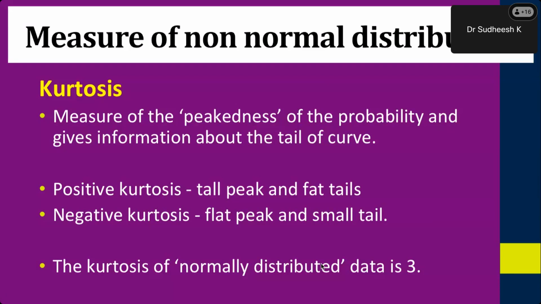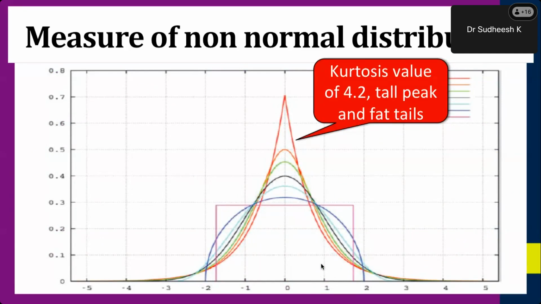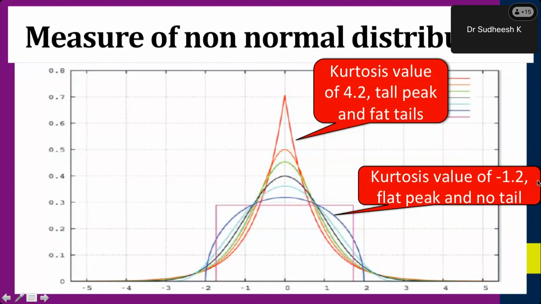For the kurtosis of normally distributed data, by convention, the value of 3 is considered normal. See here, the kurtosis value is 4.2. Normally the value is 3. Now it is more than 3. That means it has a tall peak, and if you see, it has a thick fat tail. Whereas a kurtosis value of minus 1.2, if you see here, it has a flat peak. It doesn't have a tall peak, and it has no tails at all. So it indicates that the data is not normally distributed.